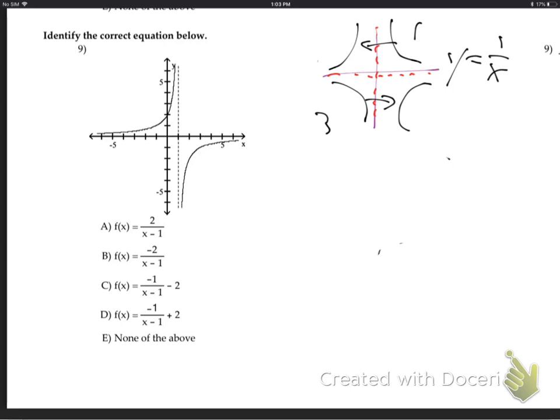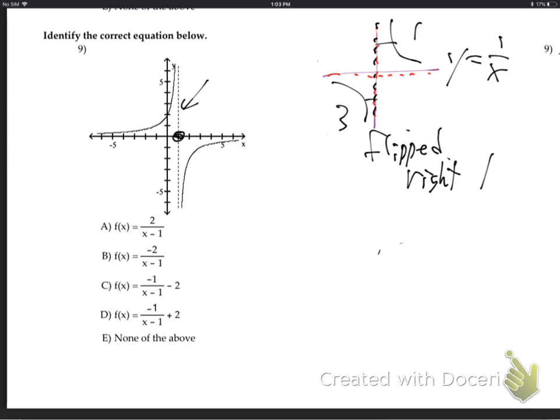So anyway, long story short, it's the 1 over x graph that's normally in the first and third quadrant that's been flipped. And it looks like it's been moved to the right, because normally that vertical is right in the middle. It's been moved right 1 unit. So it's been flipped, vertically or horizontally, either one's the same, and it's been moved right 1 unit. So it's this equation been moved right 1 unit. Well, they've all been moved right 1 unit.